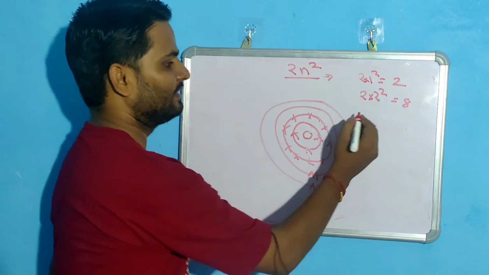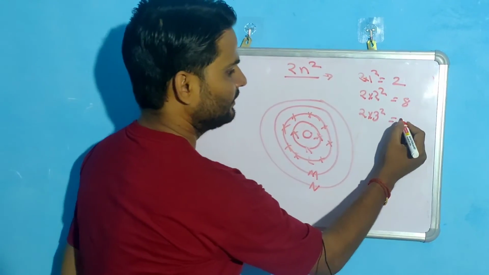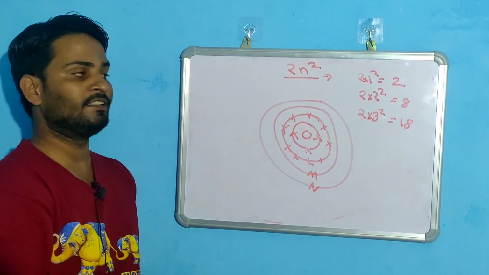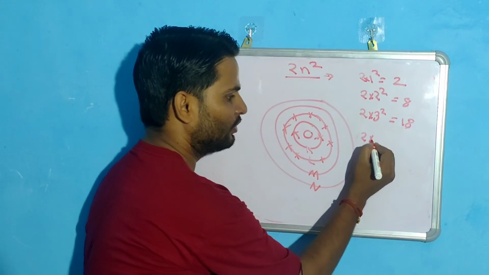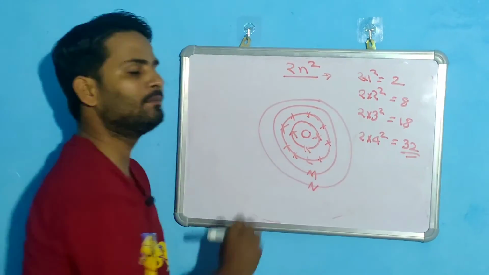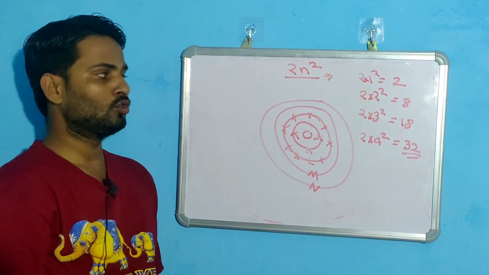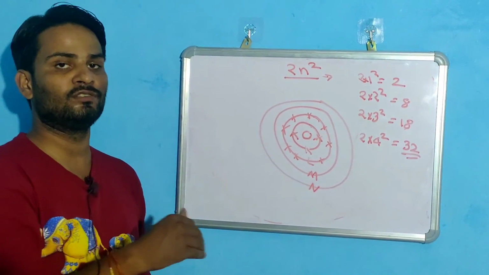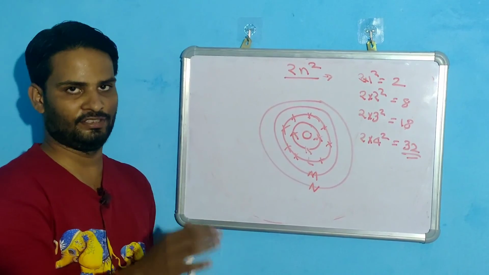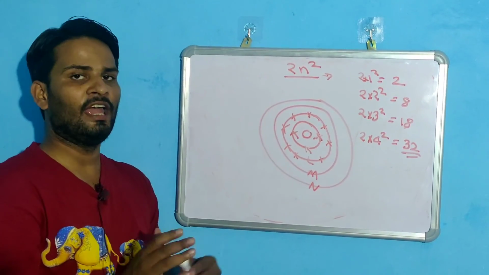Just like this, the number of electrons which will revolve in the third energy level is 18, and in the fourth energy level is 32. So the maximum number of electrons which can revolve in the fourth energy level is 32. On this basis, the number of electrons in different energy levels, or orbits, is fixed. This was proposed by Niels Bohr, and it was found very accurate.